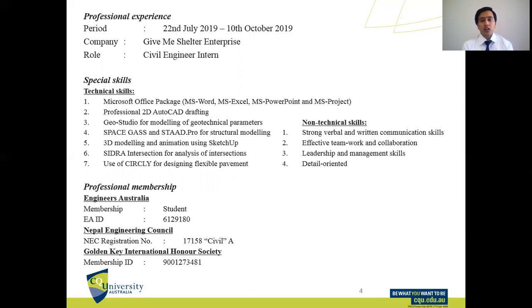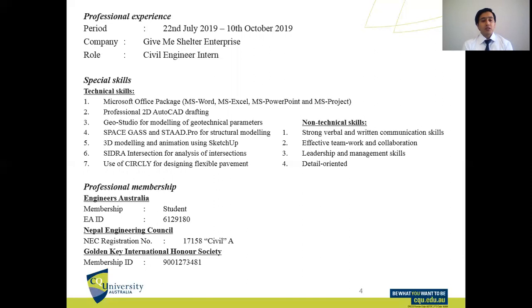I have also professionally drafted 2D AutoCAD drawings, and I have used GeoStudio for modeling geotechnical parameters, soil. I also use SpaceCAD and StatPro for structural analysis. I have done 3D modeling and animation using SketchUp. I have used Sidra Intersection for the analysis of intersections and designed pavement using Circly. In non-technical skills, I have strong verbal and written communication skills with leadership and time management skills. I'm detail oriented, and I can effectively work in a team.